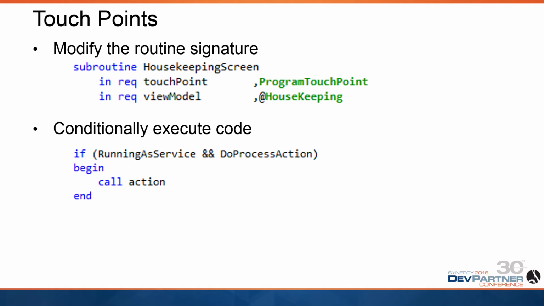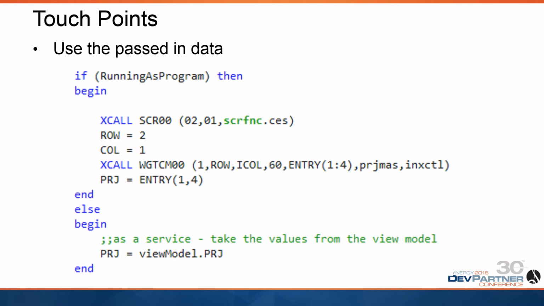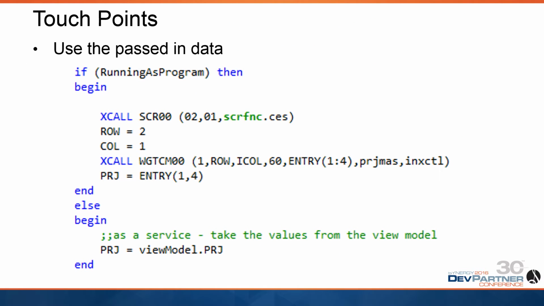So here you've got the conditional code, running as a service and do process action. So I'm running as a service and I want to do the process action. I'll call action. Okay? So you're calling into the routine and then dispatching to the specific block of code that you want to execute. You can use the passed-in data.